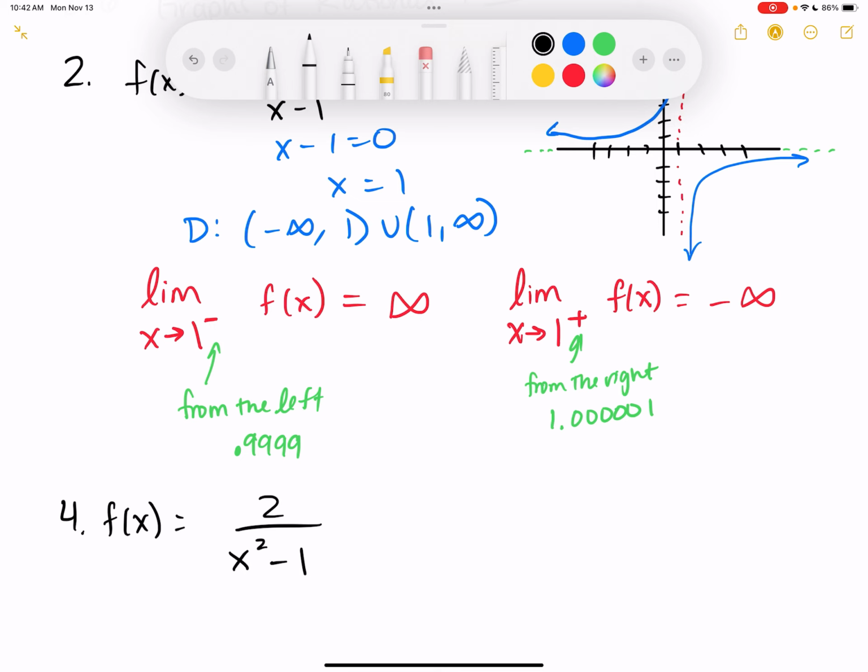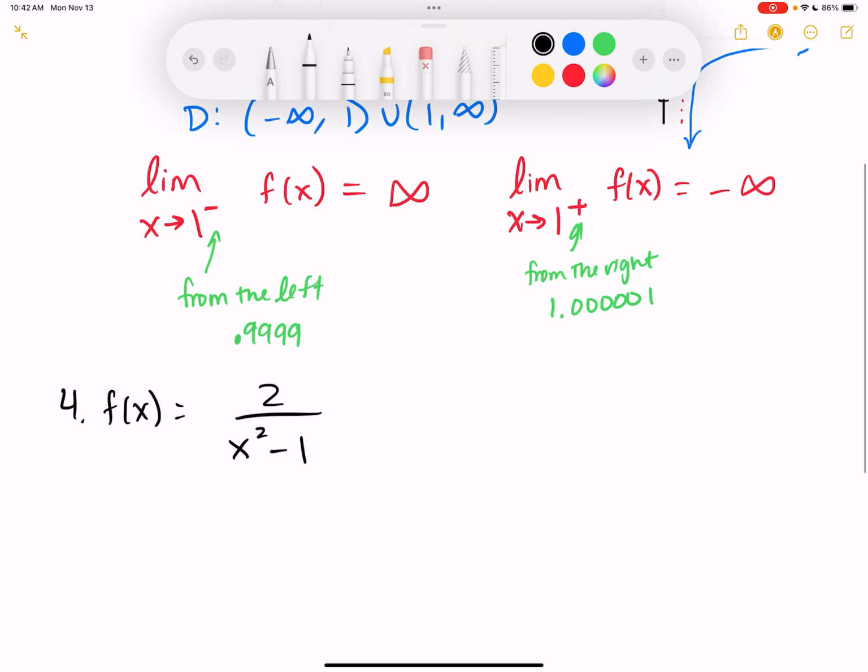Now, this one is going to look a little different because of that squared on the bottom. But initially, finding domain, how would I find the domain for this one? Yep, so x squared minus 1 equals 0. So x squared is equal to 1. So what does that mean about x then? X is equal to what? So plus or minus 1.